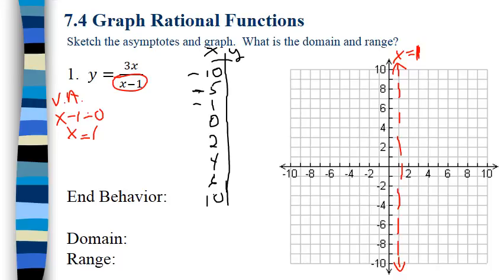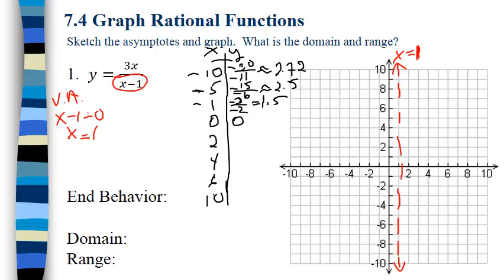Okay, so if we put in negative 10, right, we get negative 30 over negative 11, which is approximately 2.72. If you put negative 5 in, we get negative 15 divided by negative 6, and that's approximately equal to 2.5. If I put negative 1 in, right, I get negative 3 over negative 2, which is 1.5. If I put in 0, I get 0.